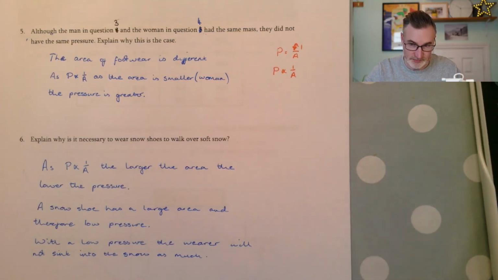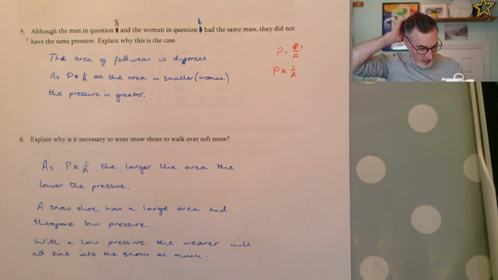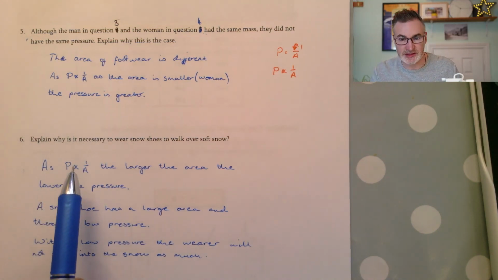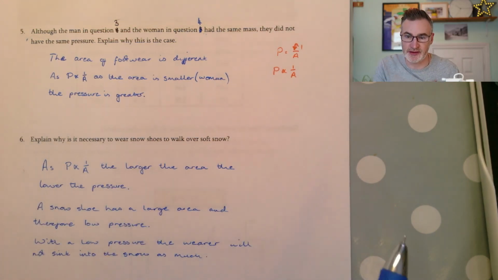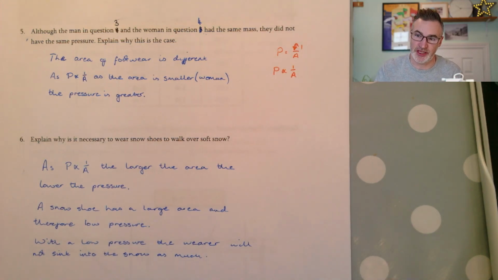Okay, I cut a wee bit, you didn't want to see me write all of this. So what I've said is pressure is inversely proportional to area. The larger the area, the lower the pressure. A snowshoe has a large area and therefore a low pressure. With a low pressure, the wearer will not sink into the snow as much. Fantastic. Okay, so that is the pressure questions, and thank you.